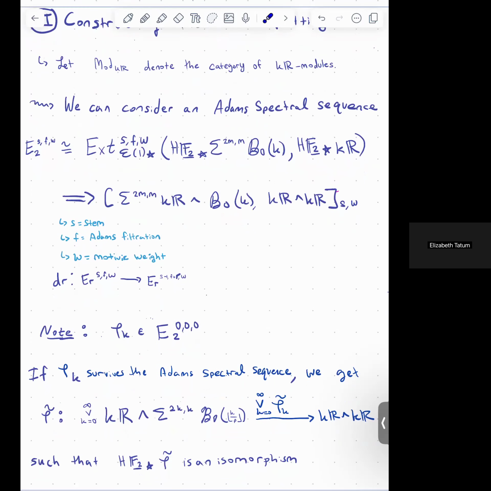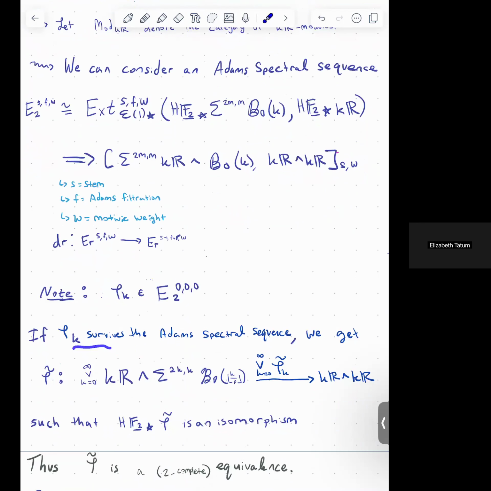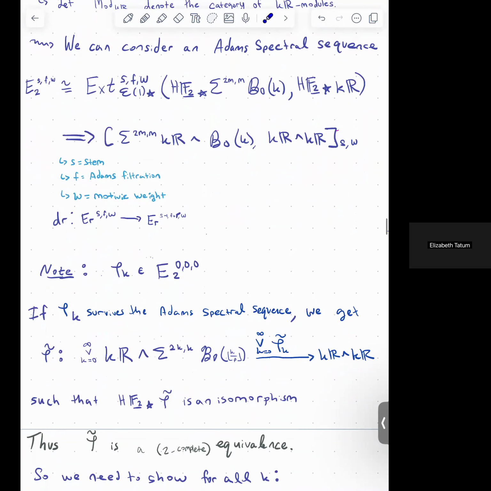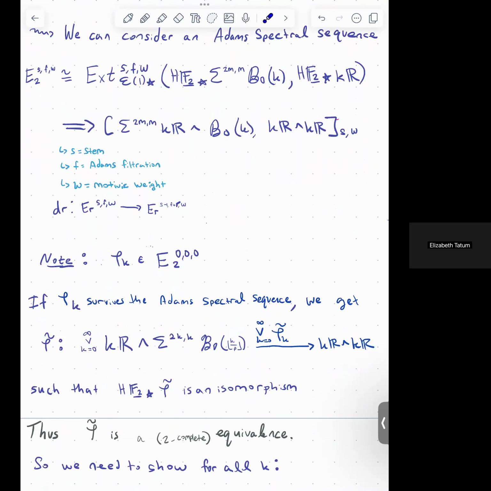Something to note is that this map phi k that we want to lift lives in degree 0 on the E2 page. And again, if phi k survives the Atiyah-Hirzebruch-style spectral sequence for all k, then the sum of these phi k's is going to give an isomorphism on HF2 star homology. That's enough to tell you that this phi twiddle will be a 2-complete equivalence, and we would have an equivariant analog.